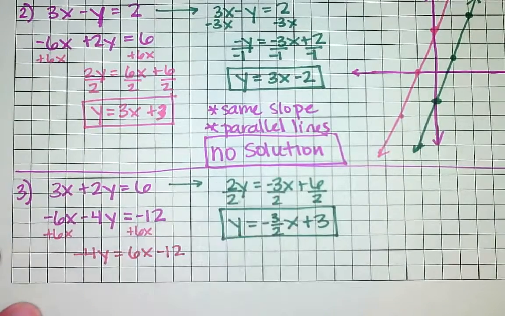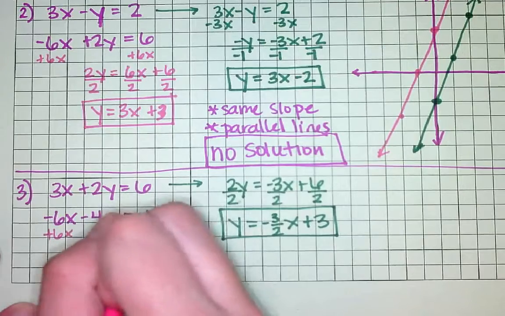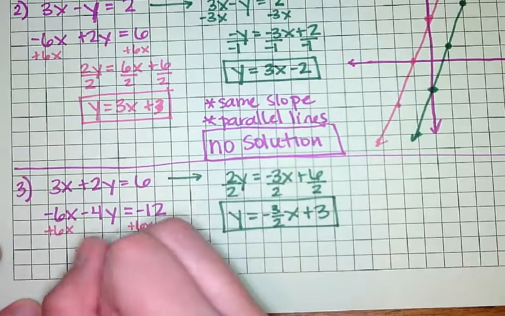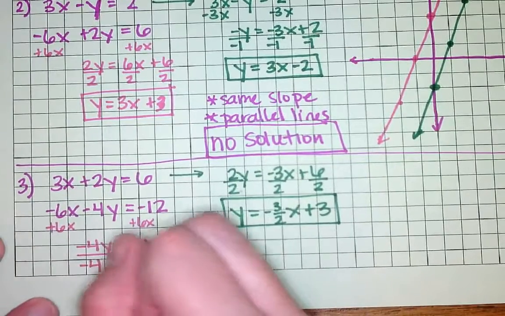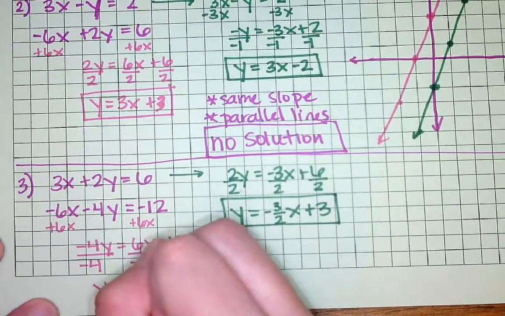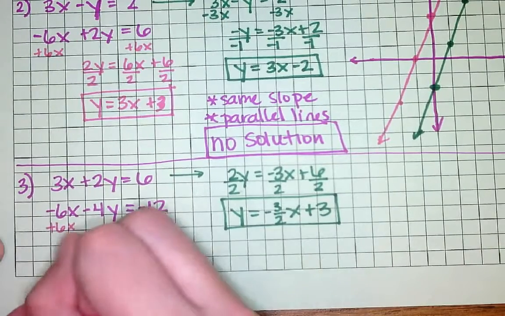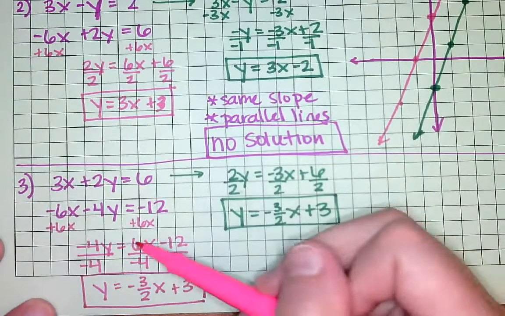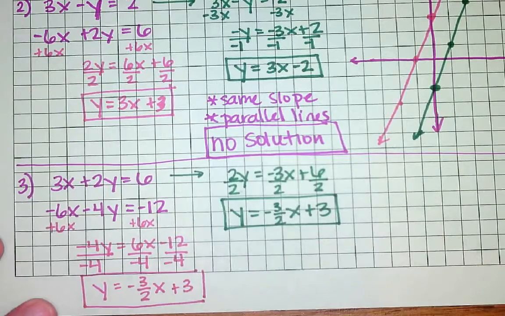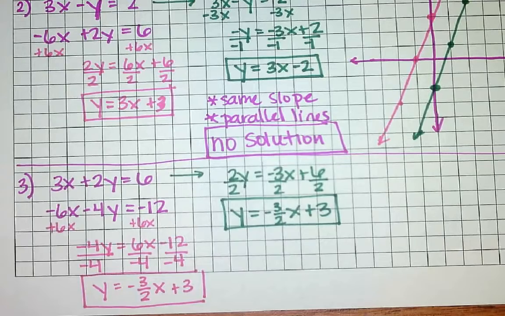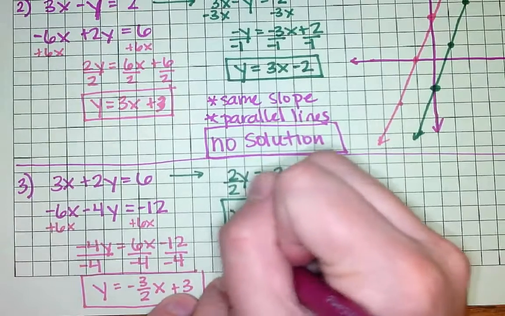We divide both sides by negative 4, and our second equation is going to be y is equal to negative 3/2 x plus 3, because 6 divided by negative 4 will reduce to negative 3/2. Negative 12 divided by negative 4 is equal to 3. What do you guys notice about these equations right away? They're the same. So guys, these are the exact same line.